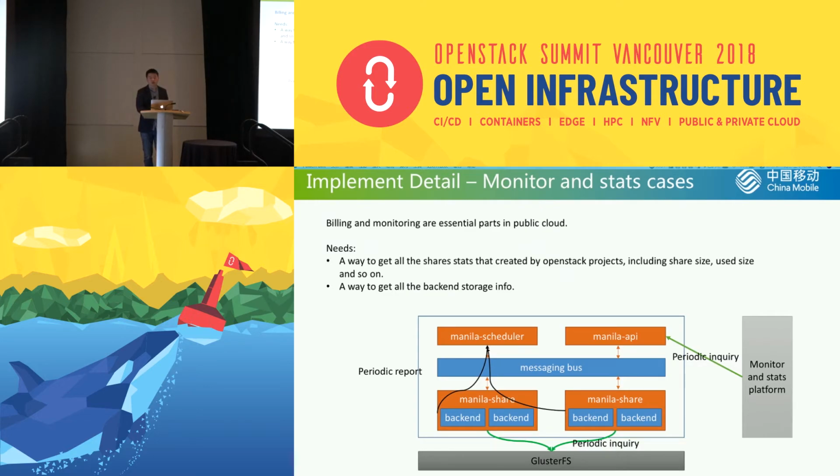So we add a states query and a maintenance mechanism in Manila. We use Manila share to do the periodic inquiry of the share states info, using commands like gluster volume quota list. Manila share will report the share states and the storage info to the Manila scheduler periodically. After that, the monitor and states platform can query the data through the API, and the API will send an RPC call to the Manila scheduler to gather the states info.